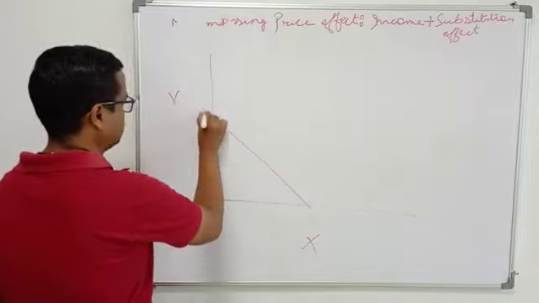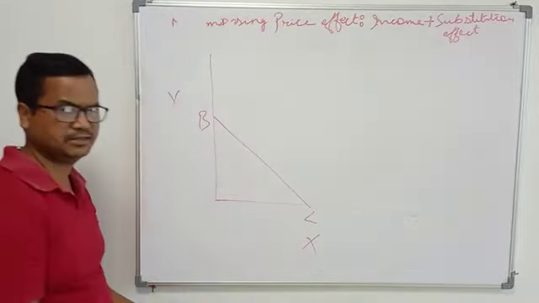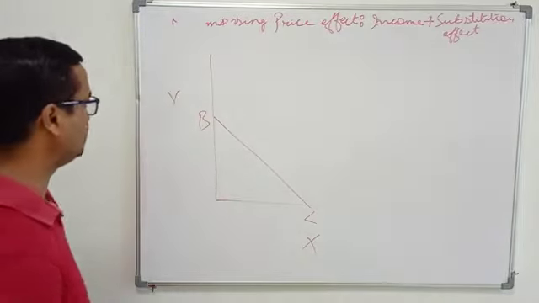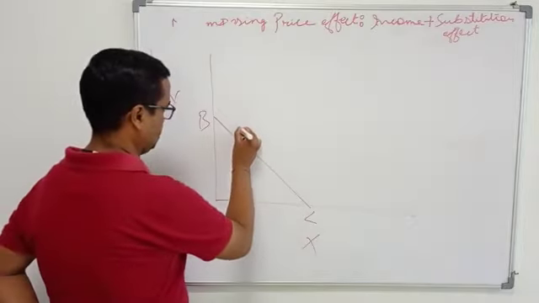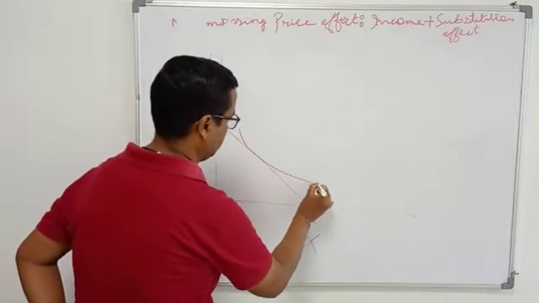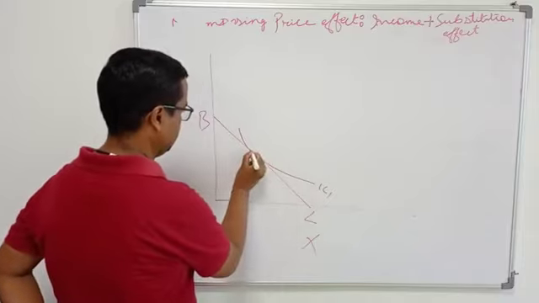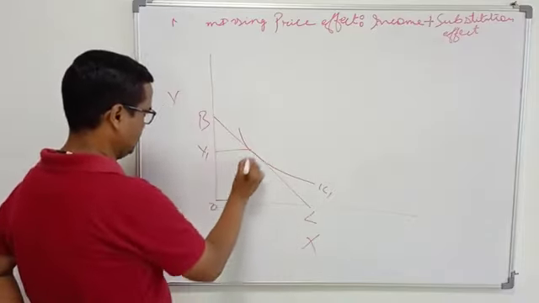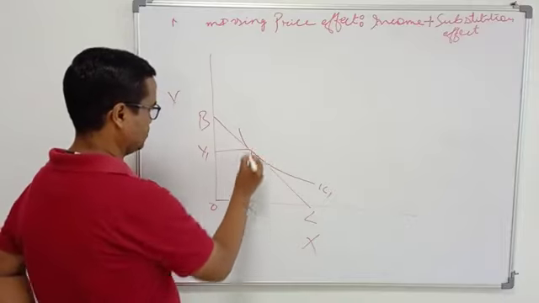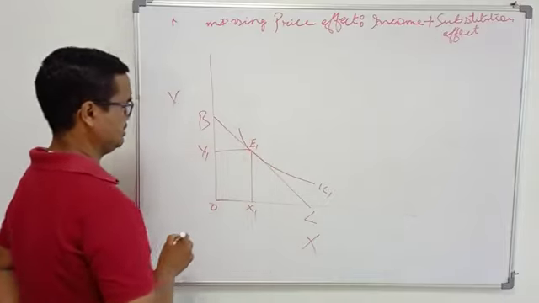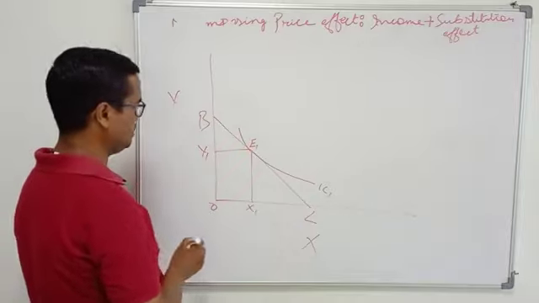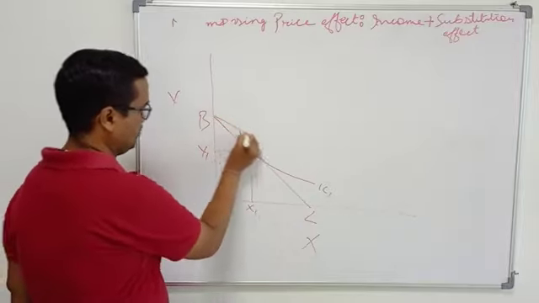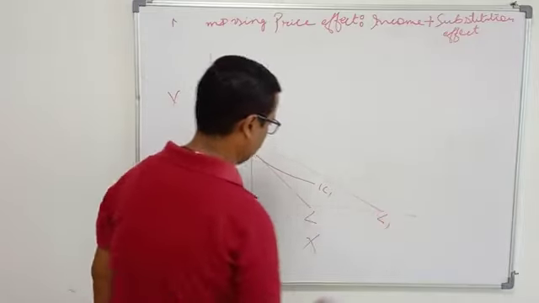This is the original budget line BM, given the money income and prices of the two products. Again, the consumer is at equilibrium. So we are assuming on IC1, this is the equilibrium point. It is consuming OY1 of Y good and OX1 of X good. This is E1. Now assume the price of X has reduced, so our budget line will shift to BL1.